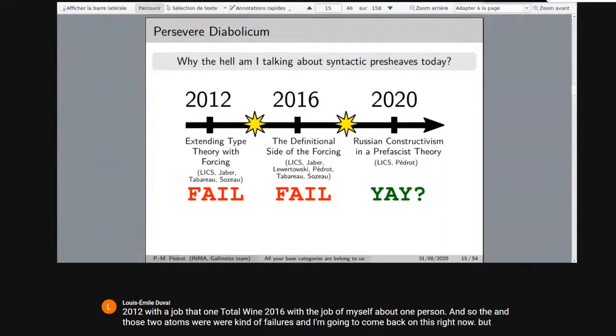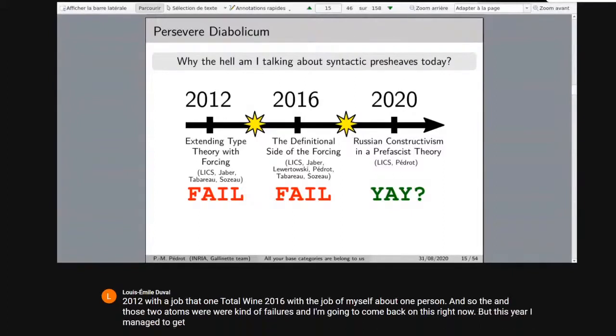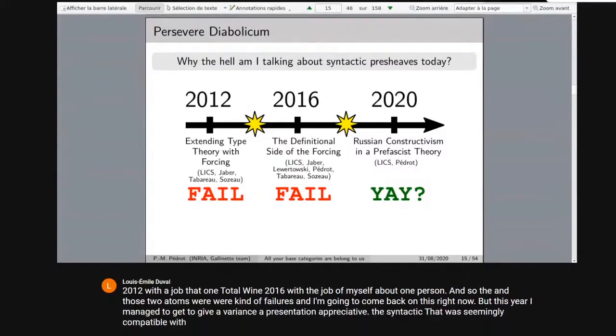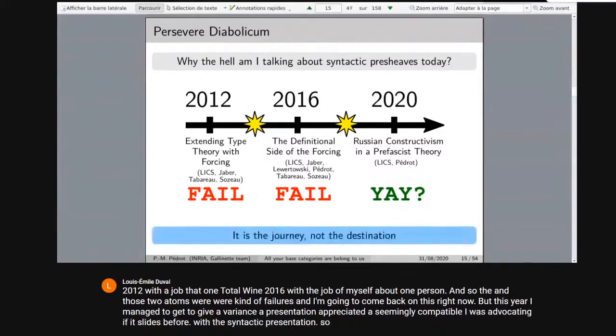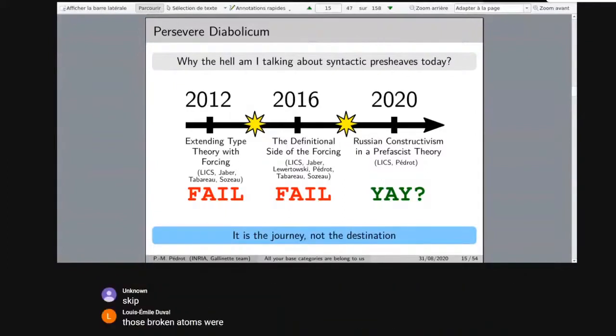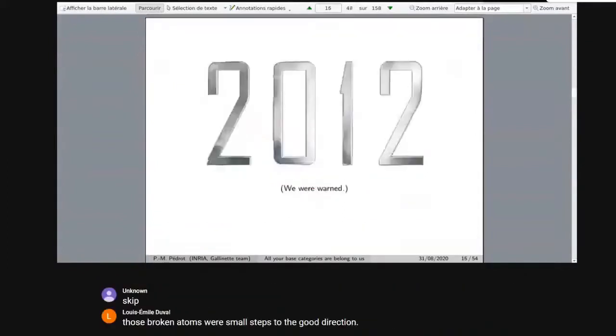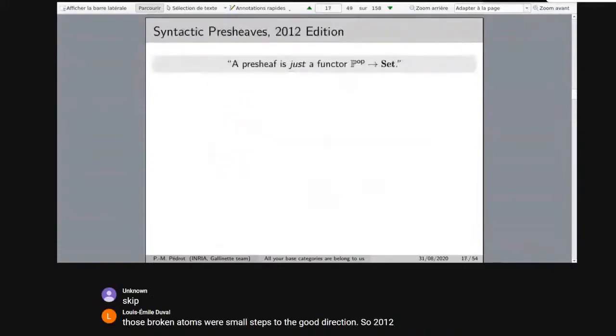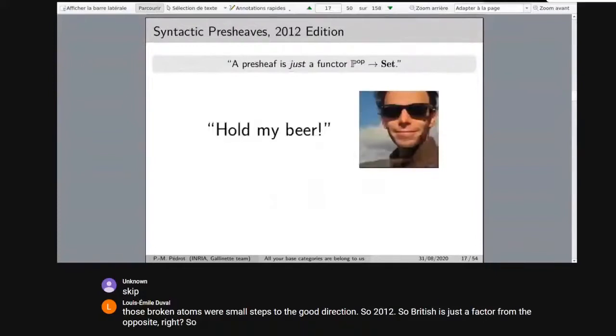But this year, I managed to give a presentation of presheaves that was seemingly compatible with the syntactic presentation I was advocating a few slides before. So the important thing is that all those broken attempts were small steps in the good direction. So 2012. A presheaf is just a functor from C^op to Set, right? So Matthieu Sozeau here would just say, hold my beer.